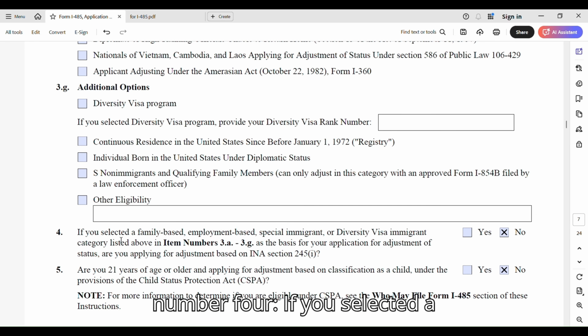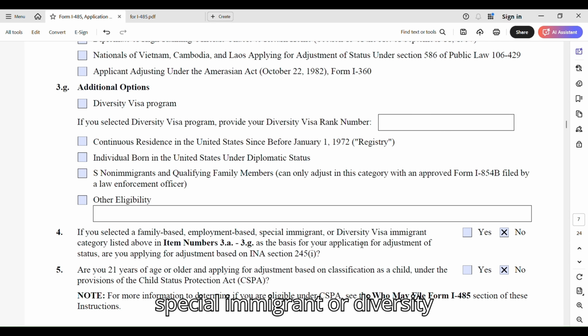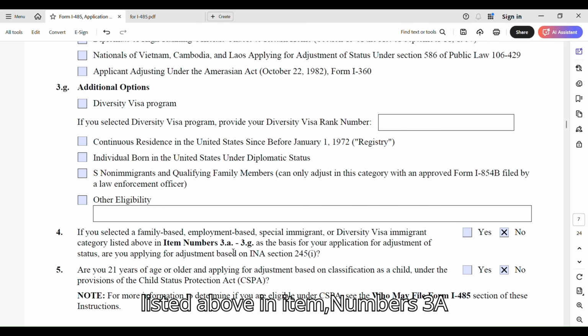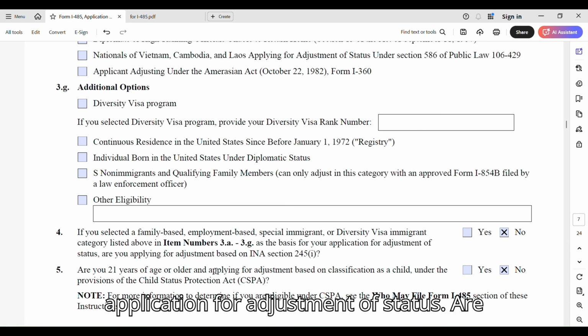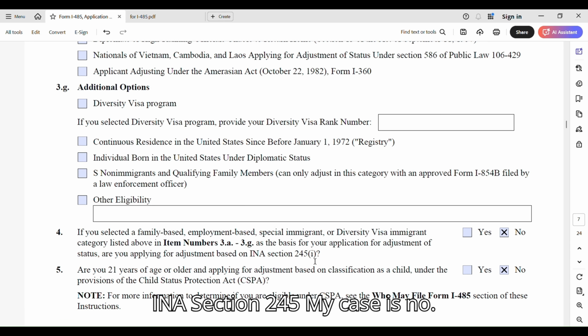Question number 4. If you selected a family-based, employment-based, special immigrant, or diversity visa program, visa immigrant category listed above in item numbers 3A to 3G as the basis for your application for adjustment of status, are you applying for adjustment based on INA section 245I? In my case is no.